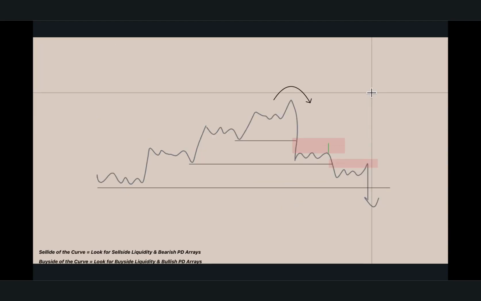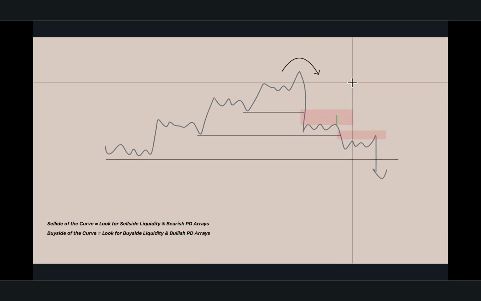Vice versa, if you were in the sell side of the curve, you're only looking for sell side liquidity. So you have your original consolidation, accumulation 1, accumulation 2, smart money reversal into the sell side of the curve, distribution phase 1, distribution phase 2. And so what is accumulation phase 2's low? It's sell side liquidity. Accumulation phase 1, sell side liquidity. Original consolidation, sell side liquidity, right?